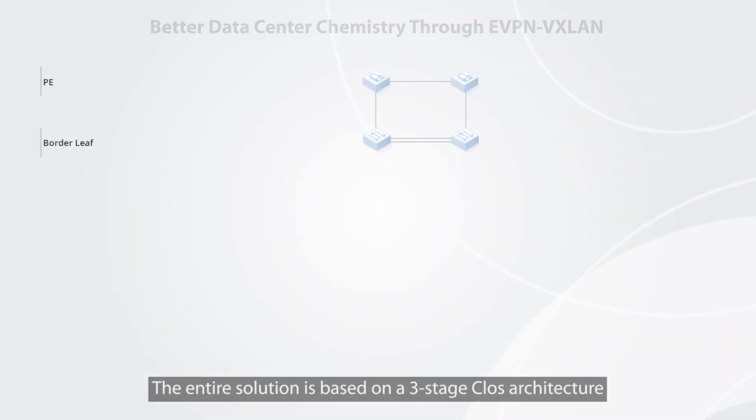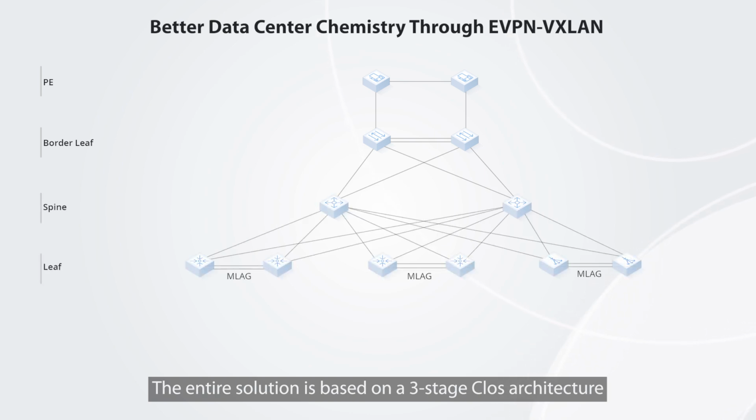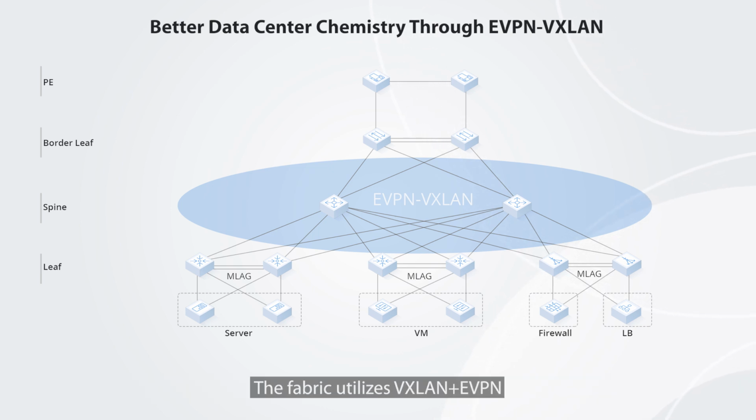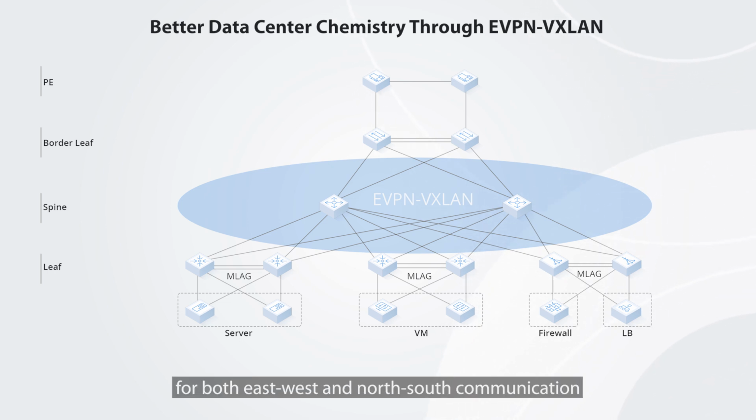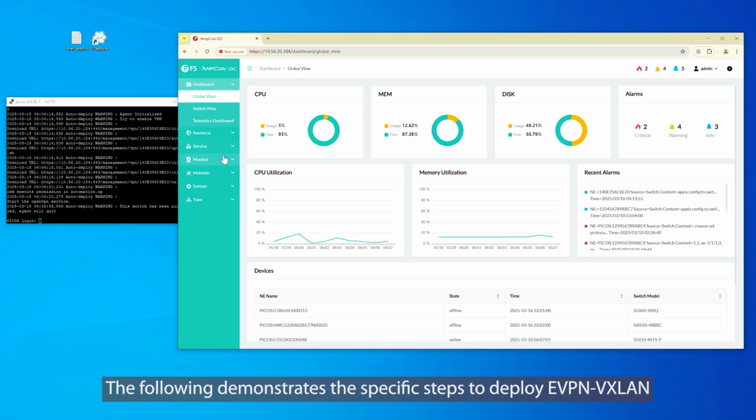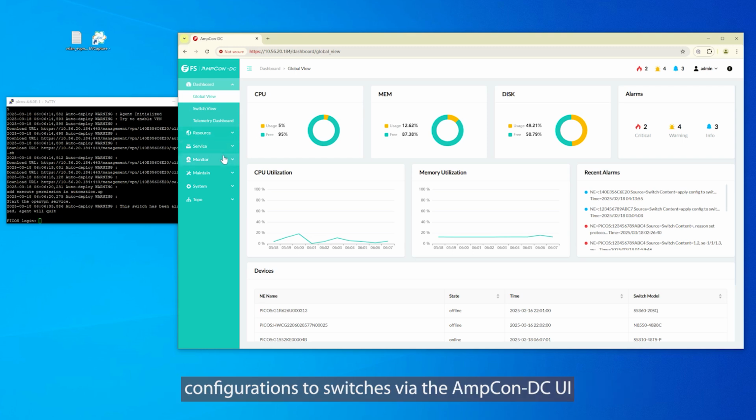The entire solution is based on a 3-stage class architecture with high availability at the access layer achieved through MLAG. The fabric utilizes VXLAN plus EVPN for both east-west and north-south communication. The underlay can be OSPF or eBGP, while the overlay runs iBGP. The following demonstrates the specific steps to deploy EVPN-VXLAN configurations to switches via the AmpCon-DC UI.